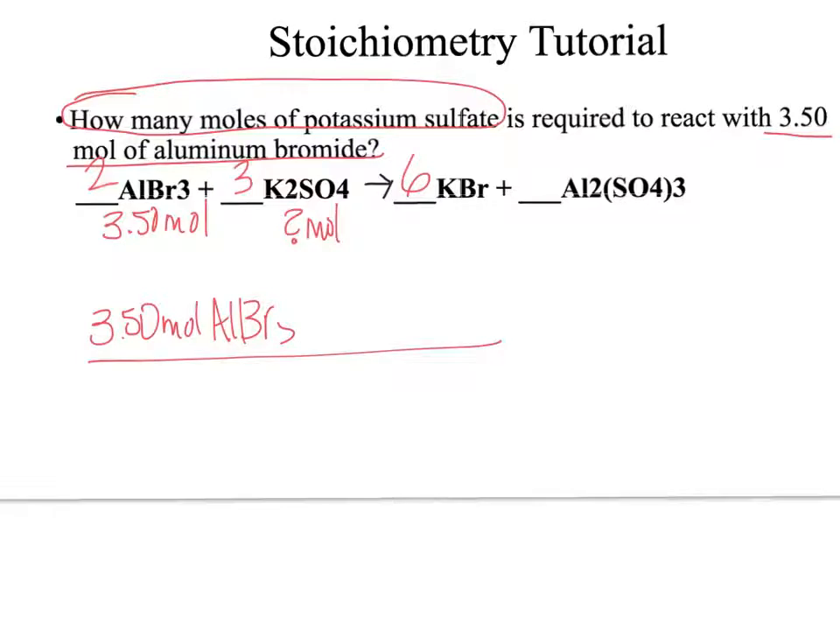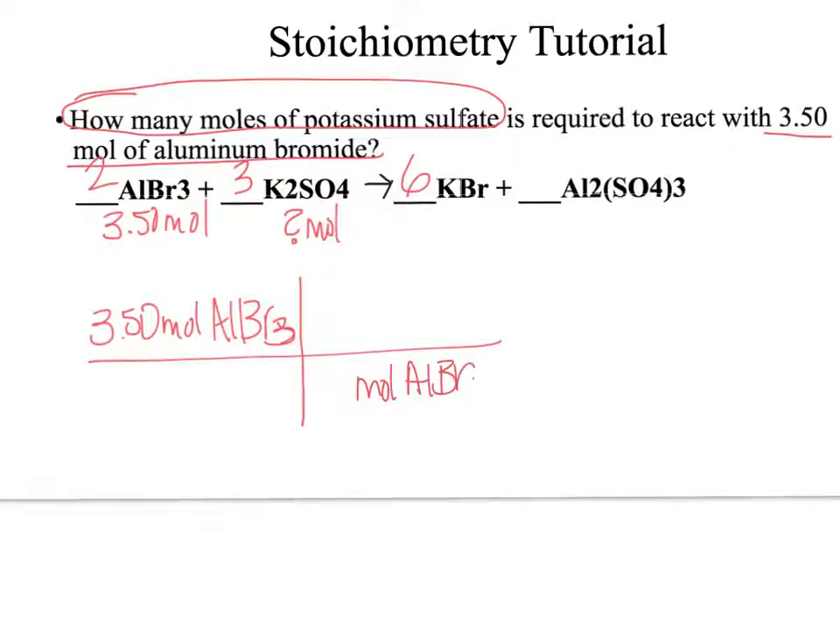Okay, do our grid. This is going to be a mole to mole, right? Because we started with moles and we want moles. So it's going to be mole to mole. So we're going to write that down. And then remember, whatever unit I have right here, I immediately want to put it down on the bottom in the next step. So I'm going to put moles of aluminum bromide.